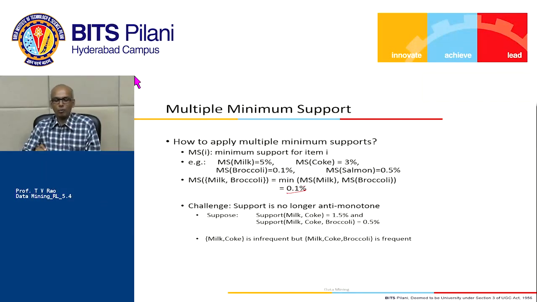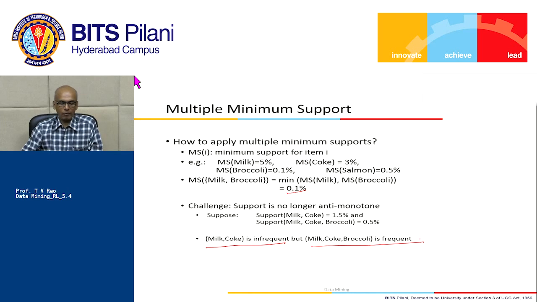So now the support no longer has the anti-monotonic property. What it means is that milk and coke is infrequent, but milk, coke and broccoli is frequent, because even though milk, coke, broccoli is a superset of milk and coke, it is still maintaining the frequency because the minimum support used for both these cases is different. So in this case, the problem of finding the frequent item sets and deriving the rules is going to be more complex.